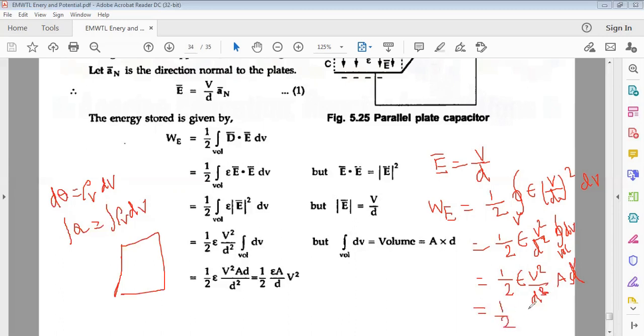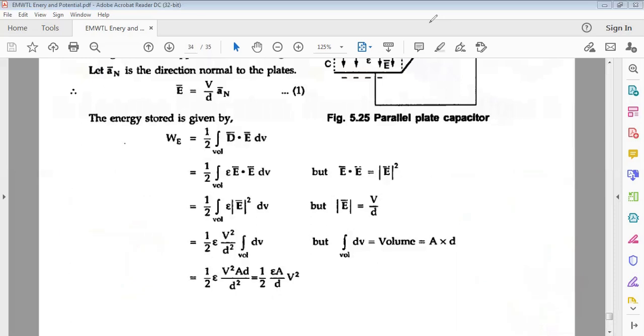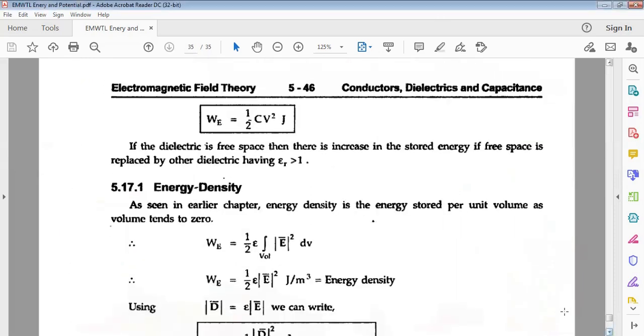1 by 2 epsilon A by d into V square. What is epsilon A by d? It is the capacitance. C is equal to epsilon A by d for the two parallel plates. So W_E is equal to 1 by 2 C V square. The energy stored in the parallel plate capacitor is W_E equal to 1 by 2 C V square, in joules.